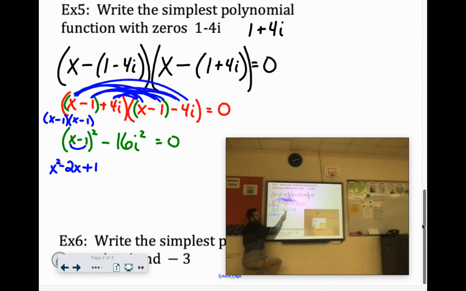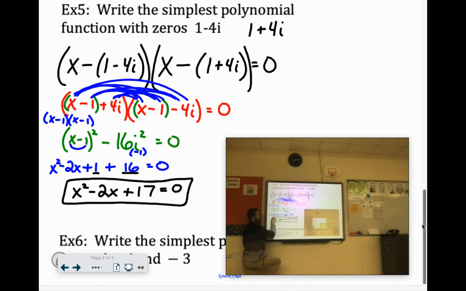Then we have this minus 16i squared. I squared is negative 1, so negative 16 times negative 1 would be positive 16. And then we have some like terms that we can combine, the 16 and the 1. So x squared minus 2x plus 17 equals 0. So that is tough. That's about as tough as it's going to get. But I feel like if you can remember that associative property there, that'll save you quite a bit of time.